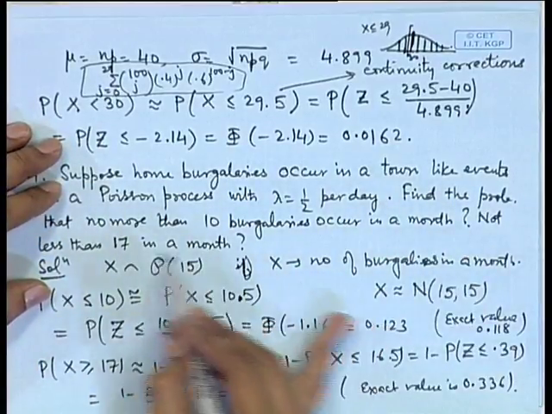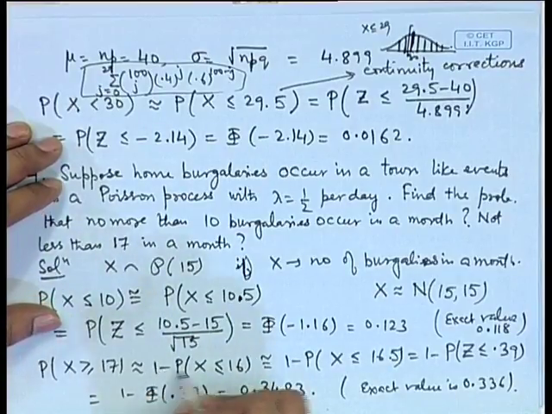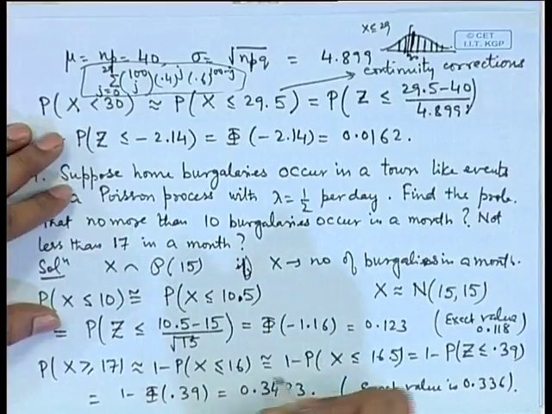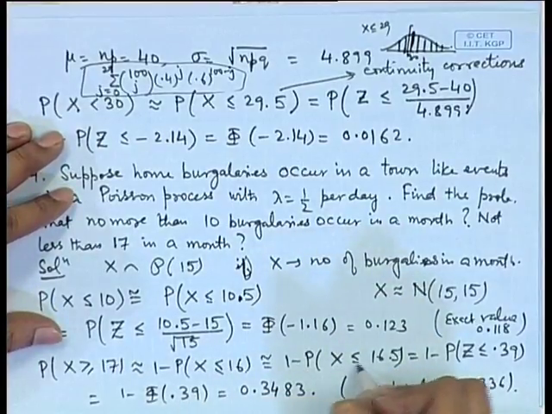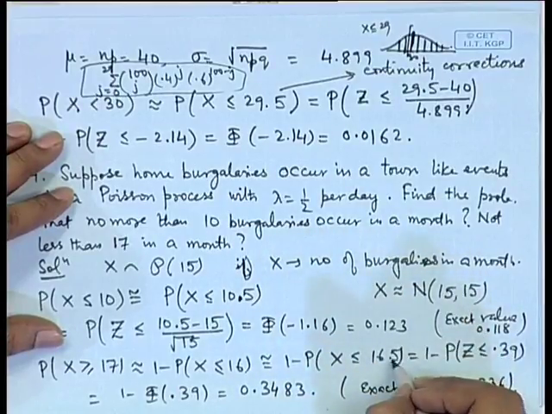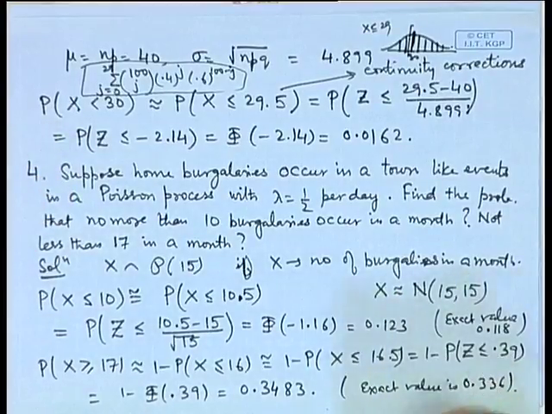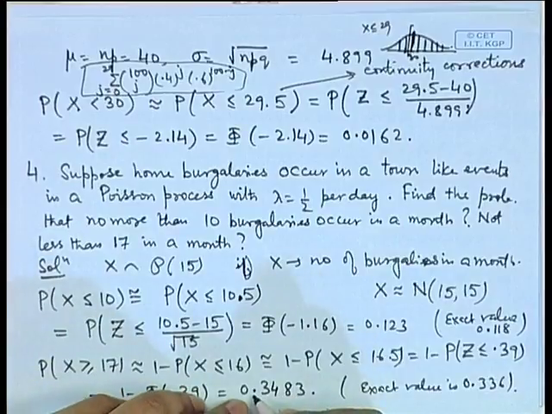Similarly, not less than 17 in a month, that is probability x greater than or equal to 17, which is 1 minus probability x less than or equal to 16, or 1 minus probability x less than or equal to 16.5, that is the continuity correction, and after shifting by 15 and dividing by root 15, it becomes 0.39, which we can see from the tables of the normal distribution, and 0.3483 is the value.